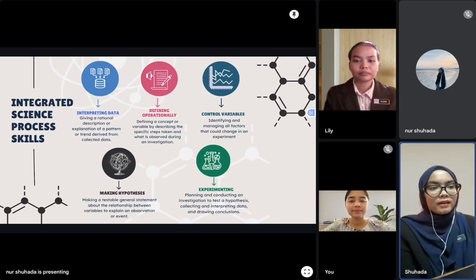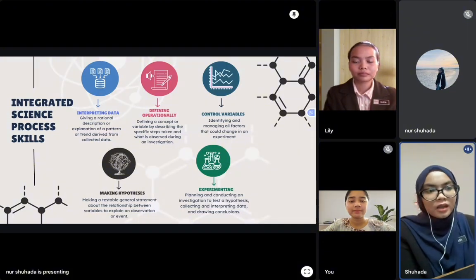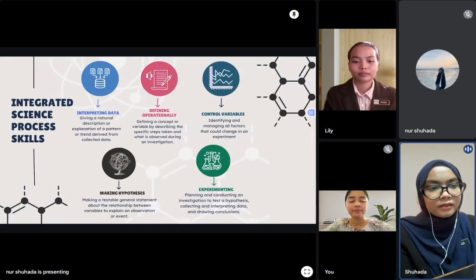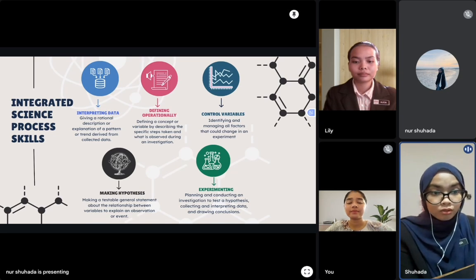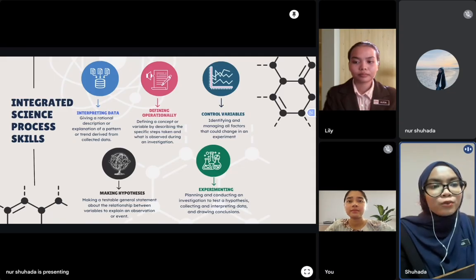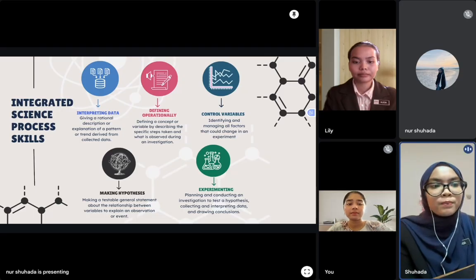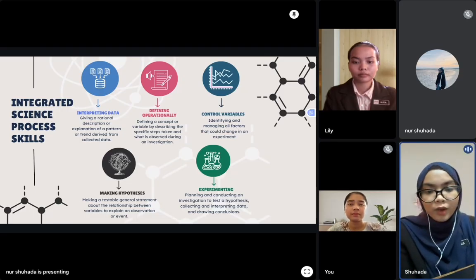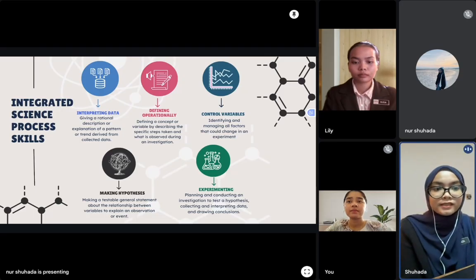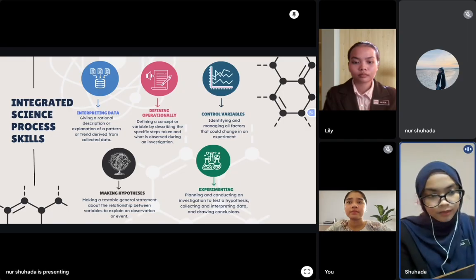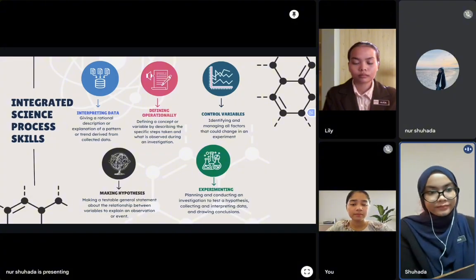Next is controlling variables. A variable is any factor that can be changed, controlled, or measured in an experiment. First, independent variable. This is what you decide to change in the experiment. Second, dependent variable. This is what you observe or measure in an experiment. Third, control variable. This is what you keep the same during the experiment.